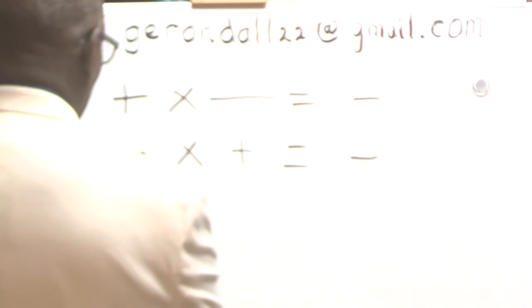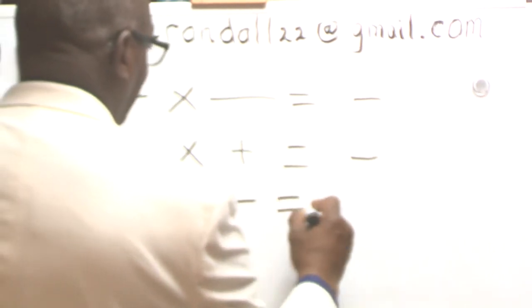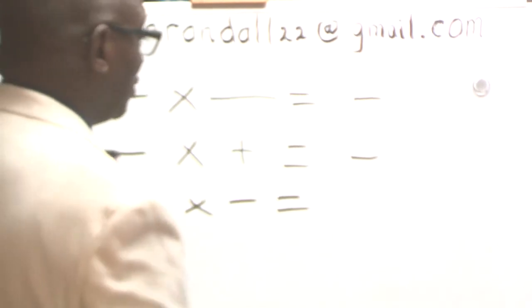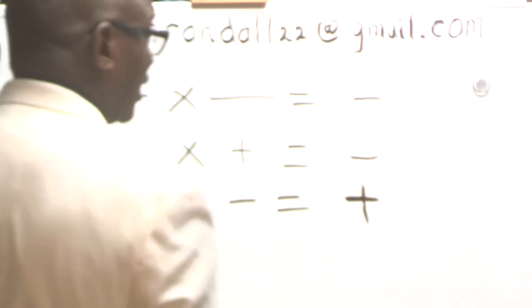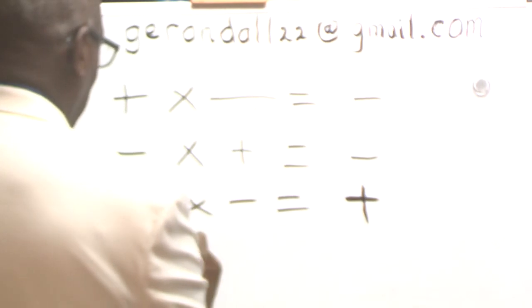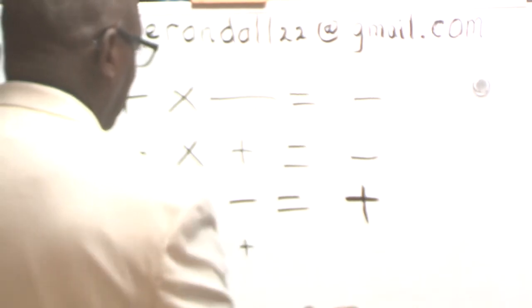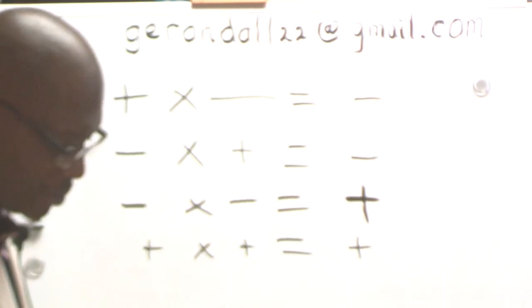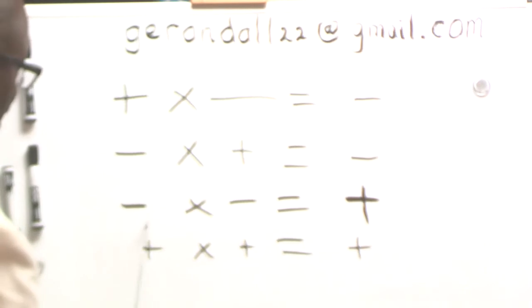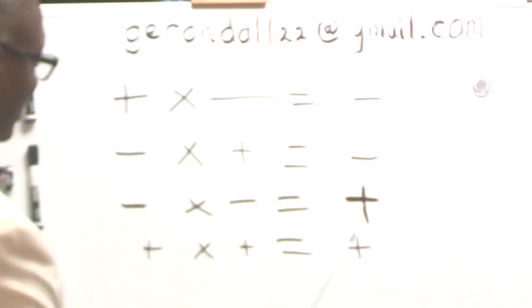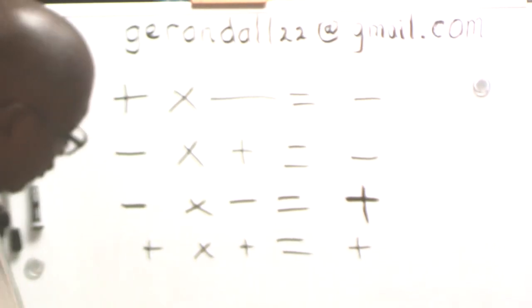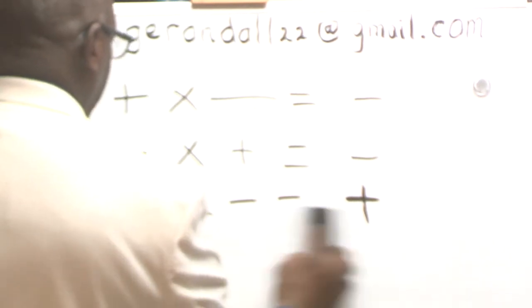Here's one for you. A negative times a negative. Is that going to be a negative? Rule says positive. And of course, a positive times a positive is going to be a positive. Okay, so there we have it. Positive times a negative is a negative. Negative times a positive is a negative. Negative times a negative is a positive. Positive times a positive is a positive. Nothing else changes. We're back to the basic multiplication facts that are so important for us.